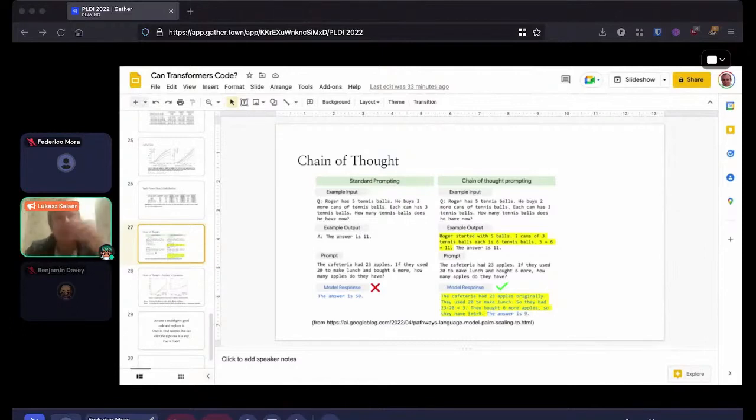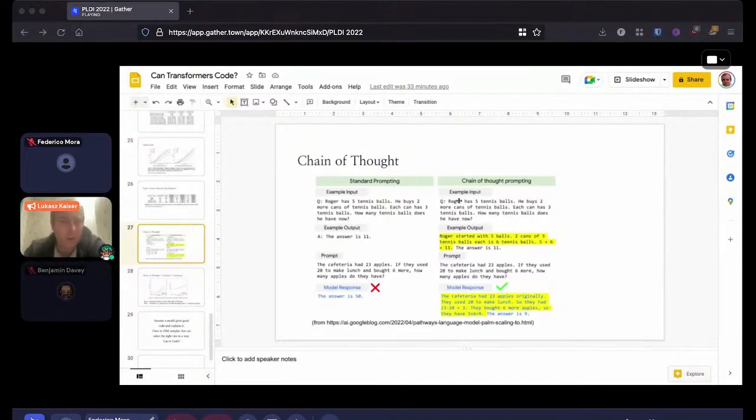In addition to that, it seems to be very good to ask the model to provide a rationale. Like, why have you said that? And you can do that by giving the model one example where, instead of just answering, it provides a rationale. Here it's called chain of thought.